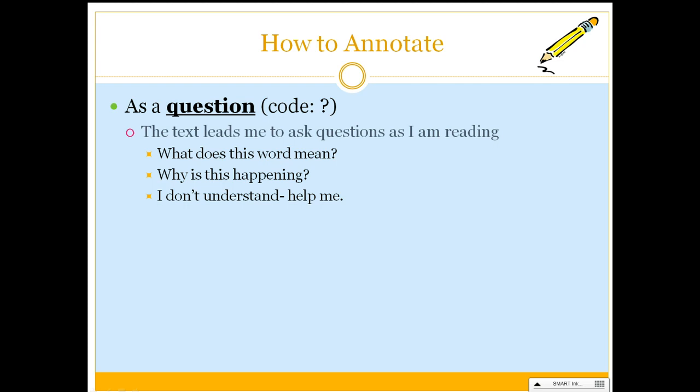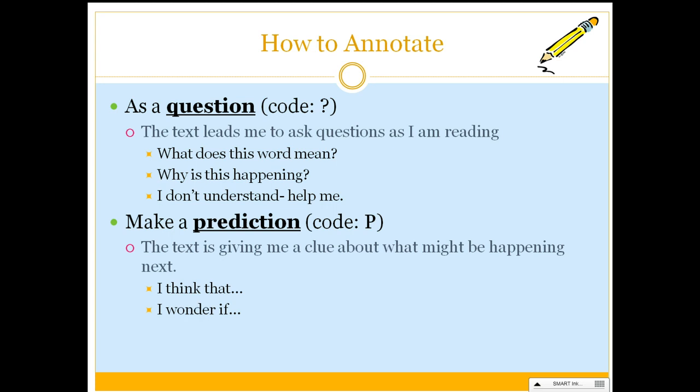All right, another idea is maybe to ask a question. If you really need to code that, put a question mark, but otherwise just ask the question itself. And the text leads you to ask a question about what you're reading. What does this word mean? Why is this happening? I don't understand. Help me. You're questioning the text simply in that last one. You just don't know what's going on. It's good to remind yourself or even to remind the teacher so the teacher can help you at another time.